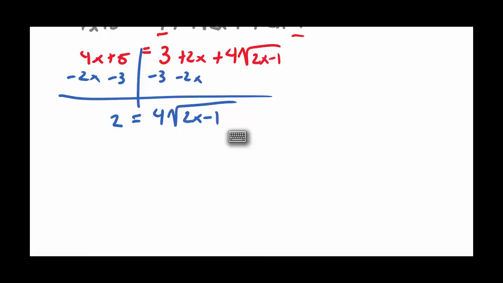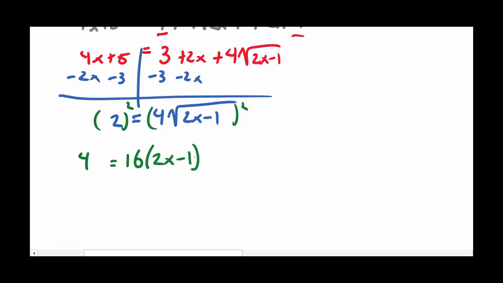Okay, so to get rid of the square root, I'm going to square again. All right, and that leaves me with 4 on the left, and when I square everything, because they're being multiplied, I'm not going to have to FOIL it. I'm just going to square each term individually. So 4 squared is 16, and then the square root of the 2x minus 1 squared just gives me 2x minus 1.